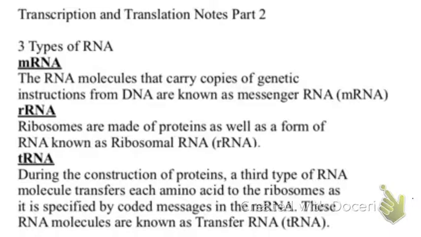So just to recap, 3 types of RNA. mRNA is the first, and mRNA is what carries a copy of the genetic information from the DNA to the ribosomes. It's called mRNA because it carries that message of genetic instructions. rRNA is just a structural component of ribosomes. So RNA, rRNA, and proteins make up ribosomes.